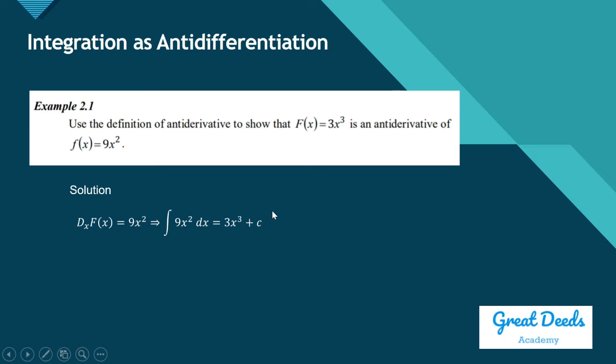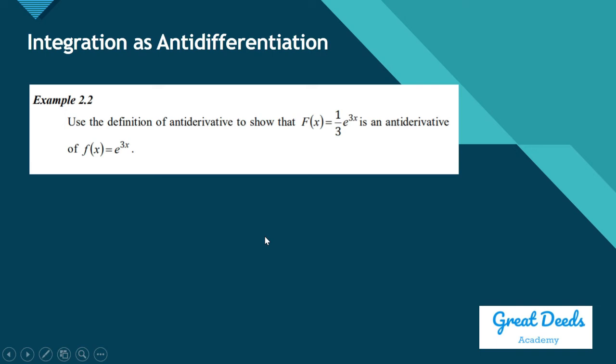when we obtain the derivative of 3x cubed plus c, look at this, the derivative of capital F of x with respect to x, is going to be 3 times 3, that's 9. You subtract 1, it becomes x squared, so 9x squared. And then plus c.